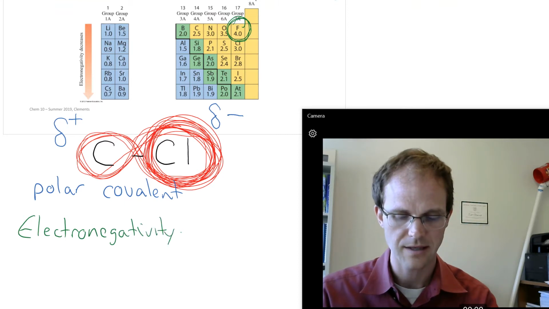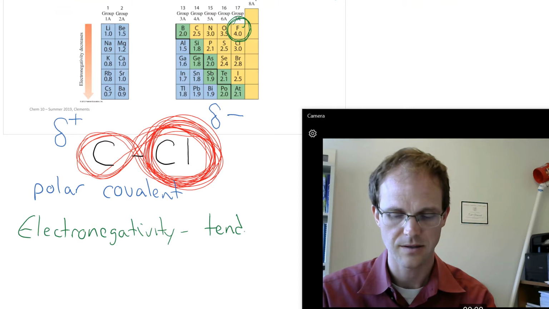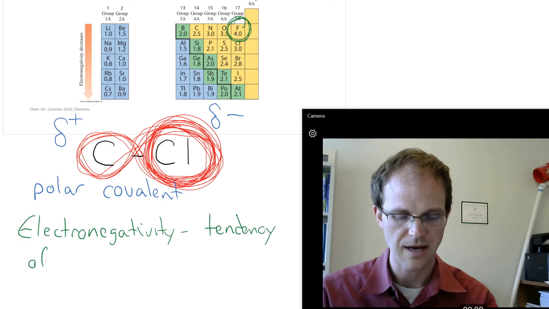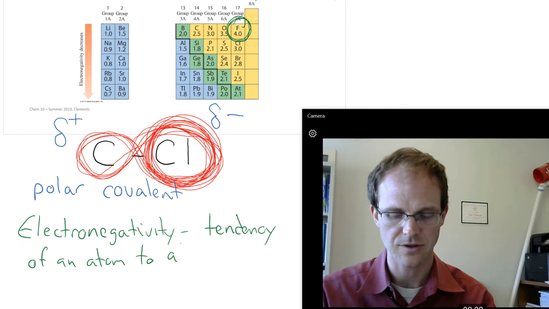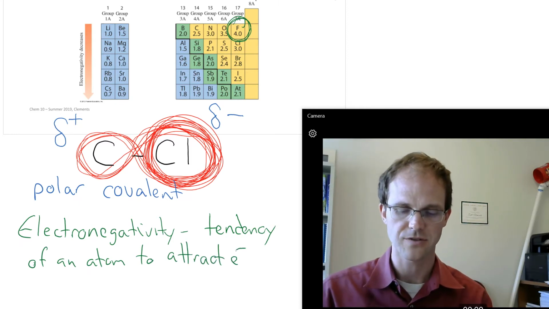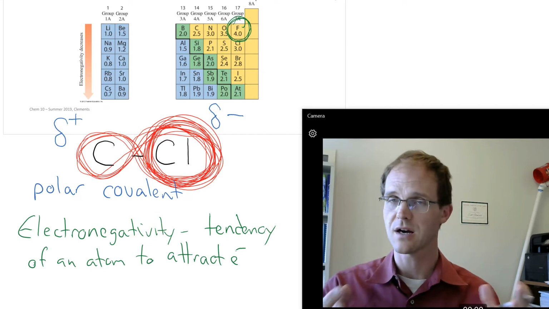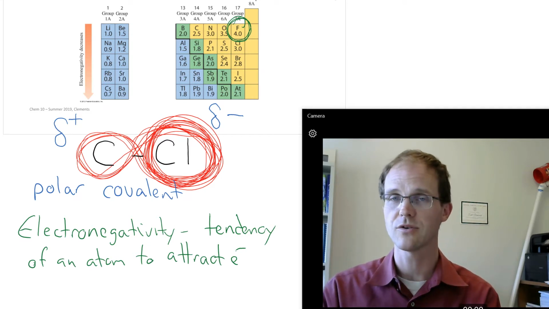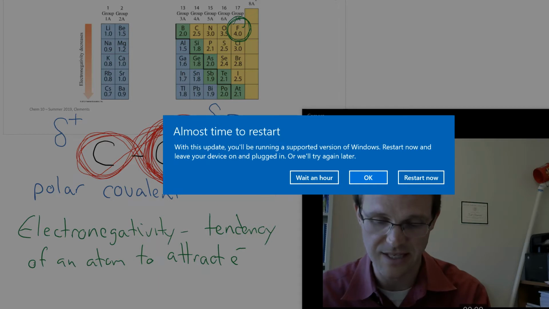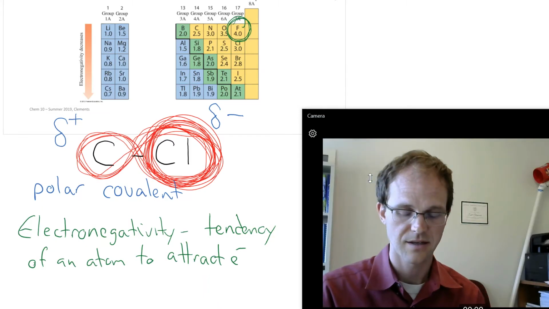And that is the tendency of an atom to attract electrons. I'll use E- for short. And here, since we said carbon, chlorine likes it more, we say chlorine has a higher electronegativity than carbon does.